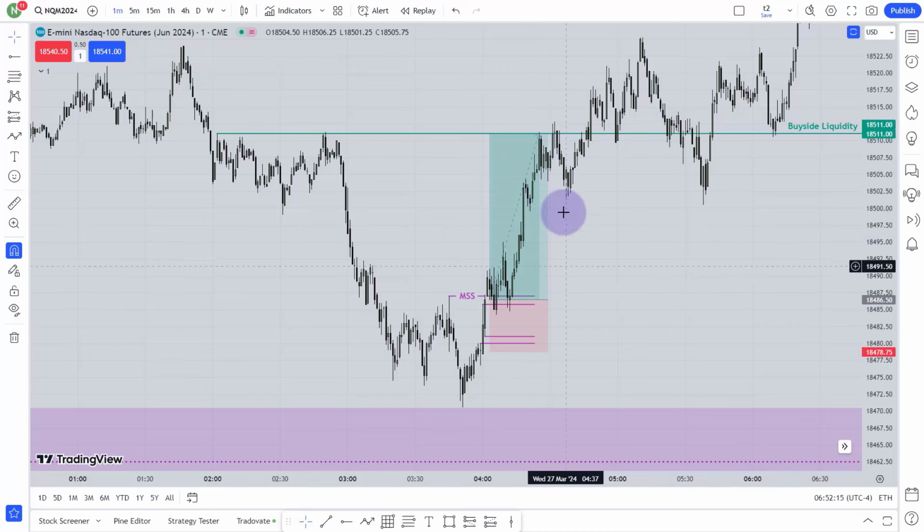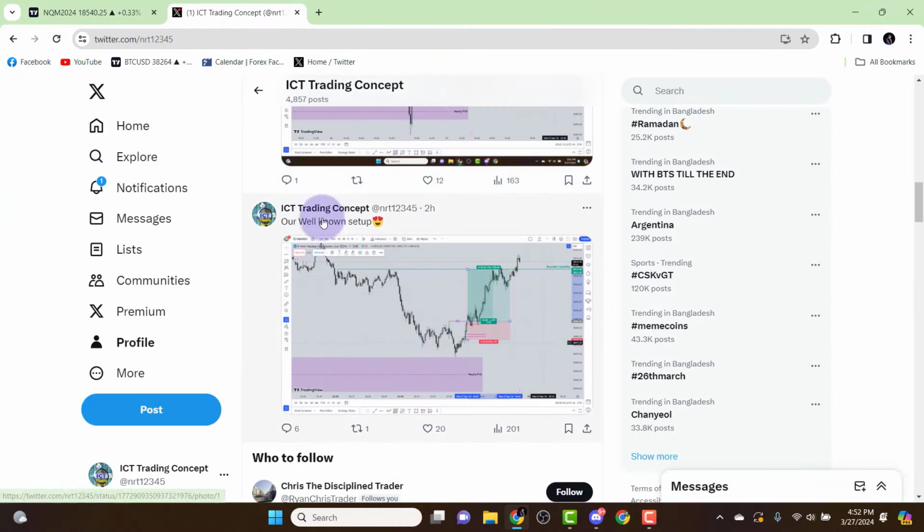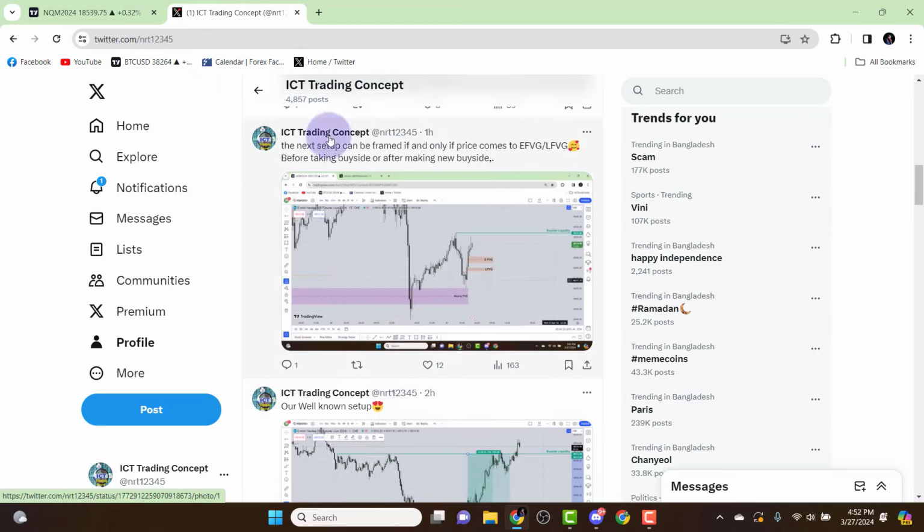Now I didn't take this entry. I tweeted that. The reason was, let me show you over here our well-known setup, but I didn't take that entry because I was unable to connect my TradeWay to my TradingView. That's why I was unable to take that entry. Then after this tweet, I tweeted the next tweet.